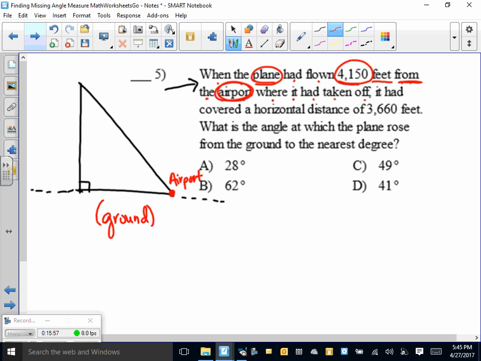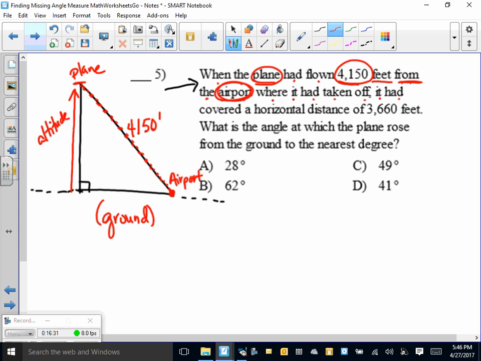When an airplane takes off, it goes up at a slant until it gets to the altitude that it needs to fly. So this distance on this slant is how far the plane has flown, 4,150. Now, this height here is called the altitude. When it says the plane is flying at 10,000 feet, that's the altitude.